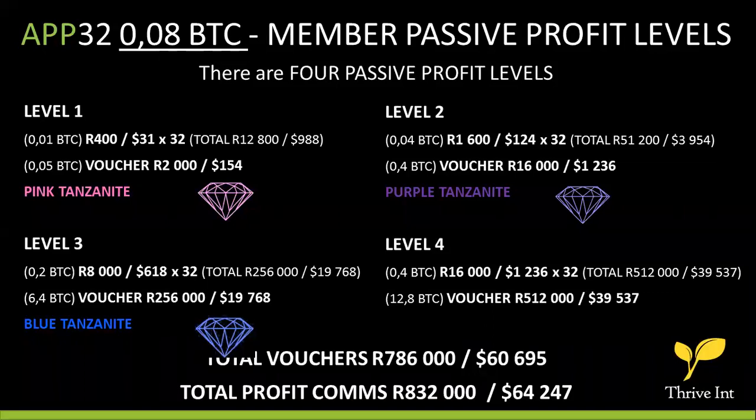And then at level 4, you've got an additional $40,000 in Bitcoin as commissions, a 12.8 Bitcoin voucher, which is about another $40,000. And this will give you a total income in vouchers of about $60,000 in Bitcoin. And then, of course, a total profit in commissions of about $65,000 for you to do whatever you want with. You can accumulate it, but the big thing here is that you've got this constant flow of tanzanites coming into your structure and also accelerating it over there.